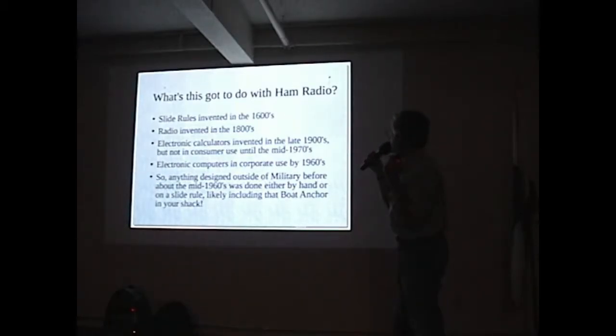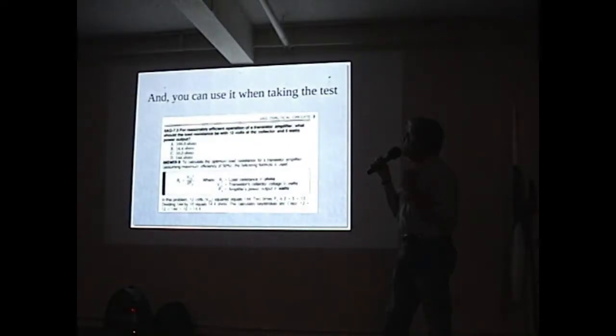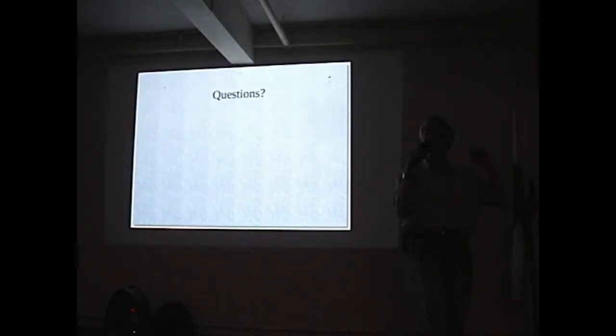But until the mid-70s, and the slide rule I have up here, I got in college because that was kind of the transition, and I was cheap that year and got a slide rule. Make sure I had a calculator. But I decided to challenge myself, and I took the advanced test using my slide rule. I passed. So it can work. Anyway, any questions?